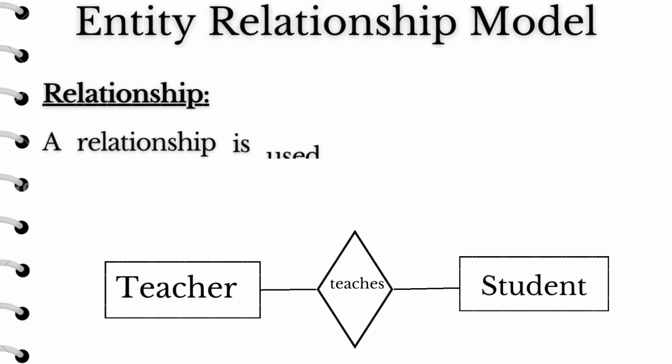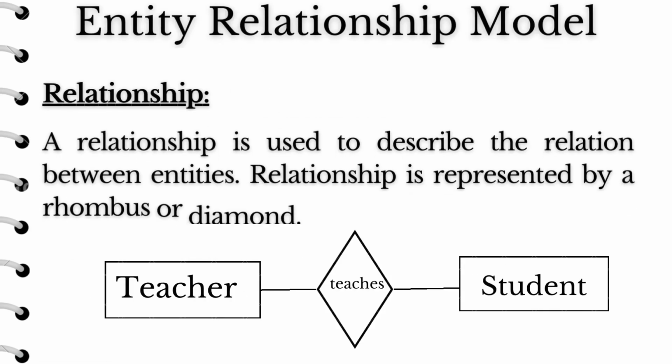The next component of the ER diagram is relationship. It is used to describe the relation between entities and is represented by a rhombus or diamond. A teacher teaches a student, and that's the relationship they hold with each other.